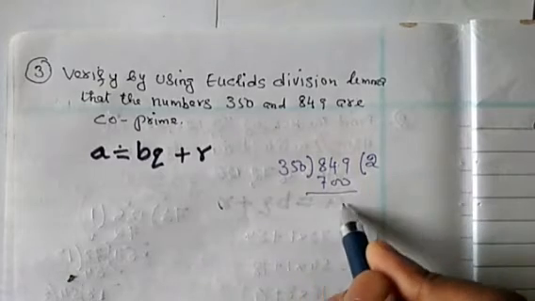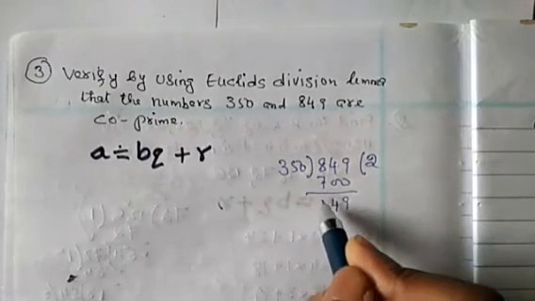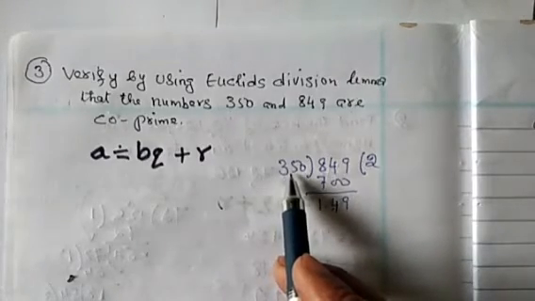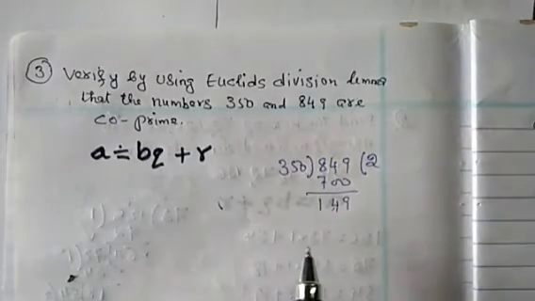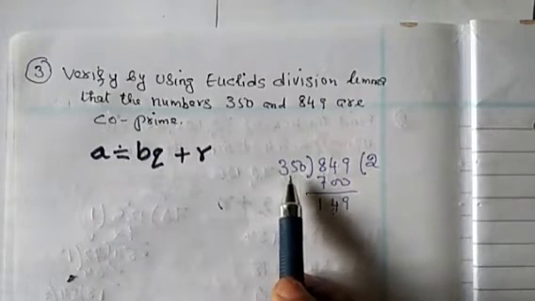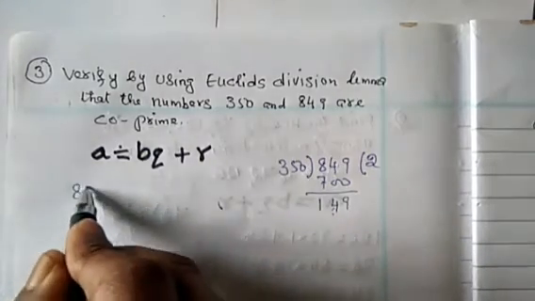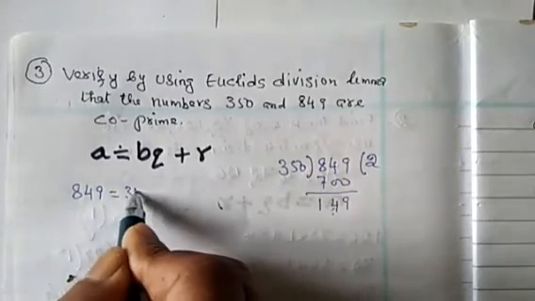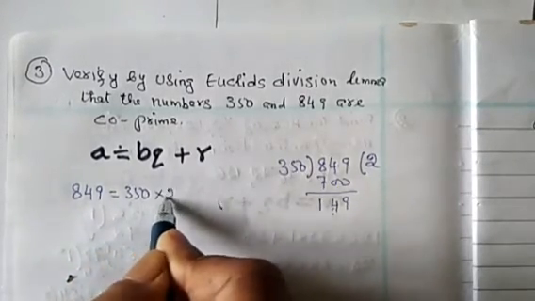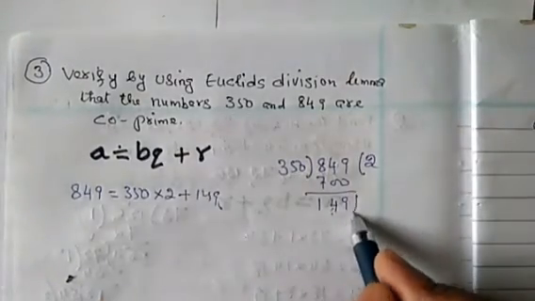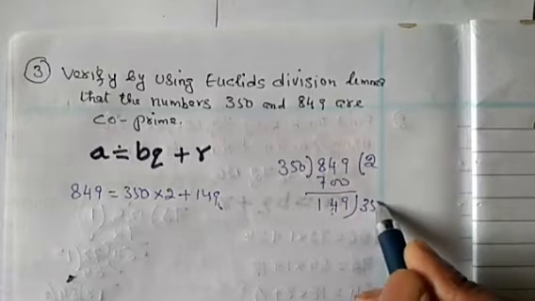So I'll get here 149. See, the remainder is less than the divisor. That's what I told you, what Euclid told, that the remainder should always be less than the divisor. It cannot be more. So now I'll write here 849 is equal to 350, quotient is 2, plus remainder is 149.